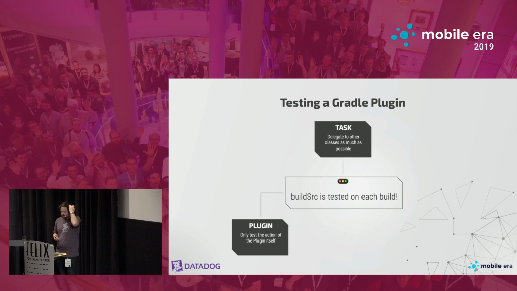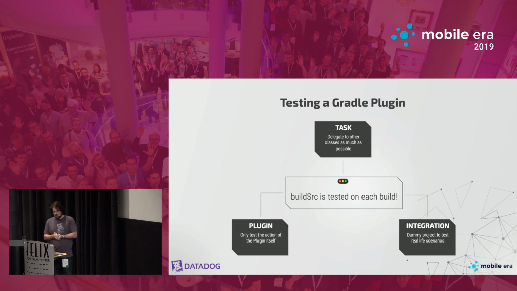Then you can take a look at what the task does itself. This can be trickier because we're in a unit test, but you can delegate the actual work to another class. Like I did in my example, I delegated to a downloader that would do the real work, and the task is just passing around the inputs and outputs. And of course, you can do some integration tests where you create a dummy project and apply your plugin on this.